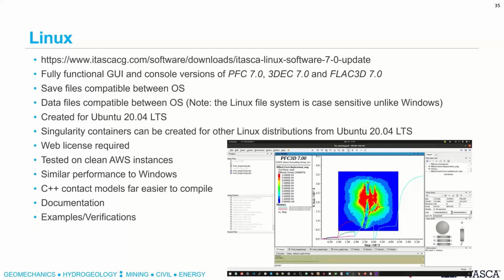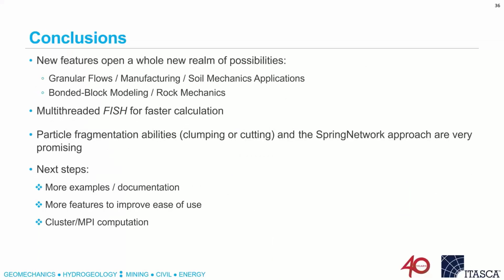So anyway, in conclusion, we do think these new features open a whole new realm of possibilities with bonded block modeling and doing rock mechanics type simulations similar to 3DEC, which are much more efficient. Also with the generalized clumping and the cutting of rigid blocks during cycling. We really think that this can be a boon for granular flows, for manufacturing, and for soil mechanics applications, also with the new adhesive models, right? Multi-threaded FISH really is a game changer if you're doing a lot of FISH during cycling. It can really speed up performance substantially.